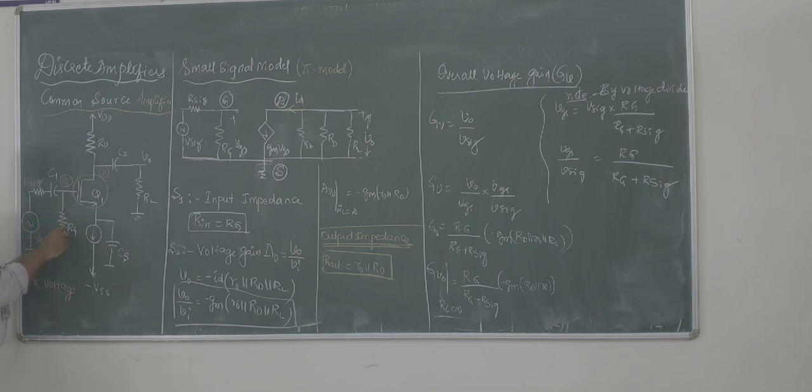Now, RG is a resistor connected between the gate and the source. And what is the CS? It is a bypass capacitor, which is very much important, to make sure that the AC currents are bypassed to the ground.